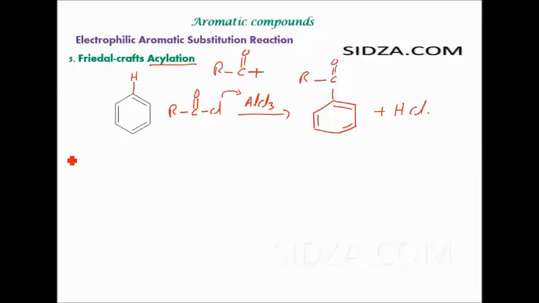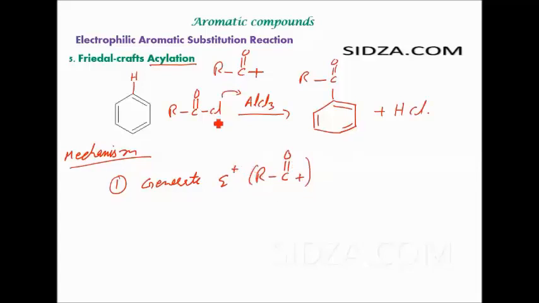In this reaction, the first step, again the same, is the generation of the electrophile. The electrophile here is RCO positive. We need this electrophile, and for that we use acid chlorides. We can also use anhydrides, but I'll explain here with the acid chloride. This is the acid derivative, RCOOH. If you replace the OH by Cl, this is the acid chloride.